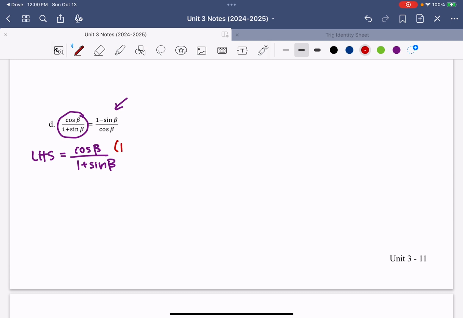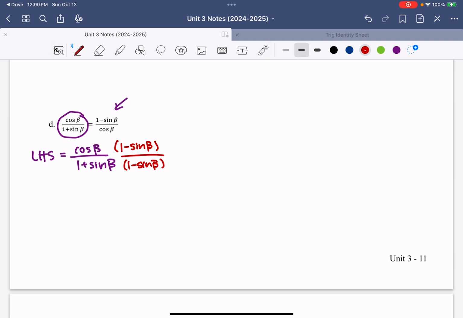So there's a name for it. What is it? If you think of it, let me know. It's not coming to me off the top of my head. So 1 minus sine of beta. Is it the conjugate? It's the conjugate. 1 minus sine beta. Okay? So what I'm going to do is multiply by that.